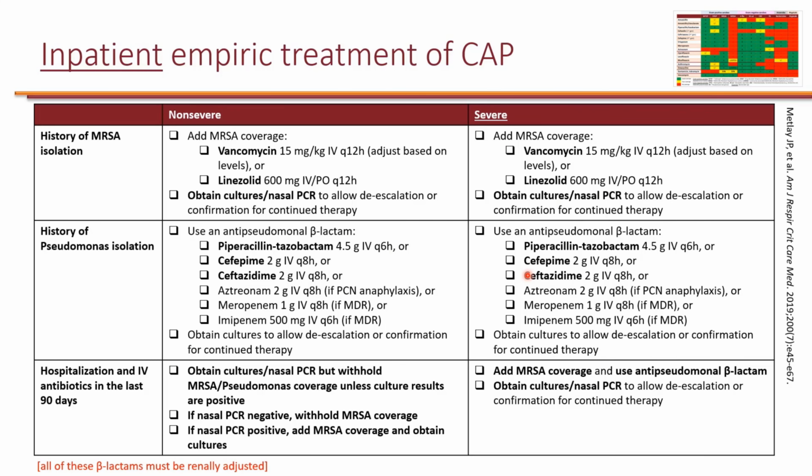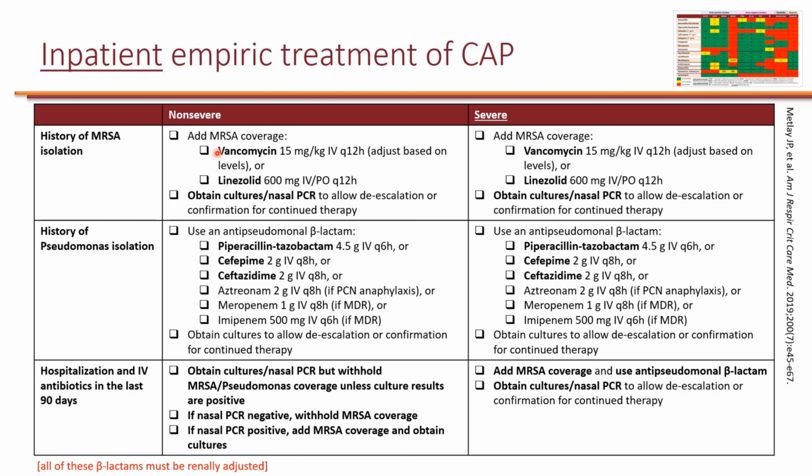For those patients who have risk factors for MRSA or Pseudomonas, here are the recommendations. So if someone actually had a history of MRSA isolation, either from a past sputum culture or from a blood culture, then the guidelines recommend that regardless of whether it's non-severe or severe, to add MRSA coverage. And the two options that we have are IV vancomycin or linezolid, either IV or PO. You do not want to use PO vancomycin because it's not absorbed, so it will not be useful. But IV vancomycin is an excellent option.